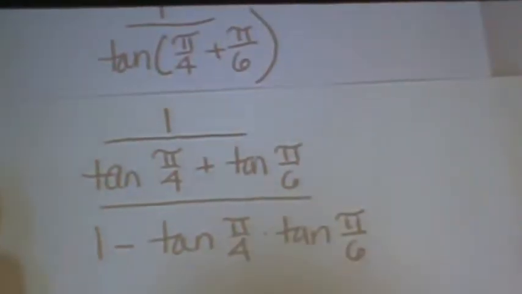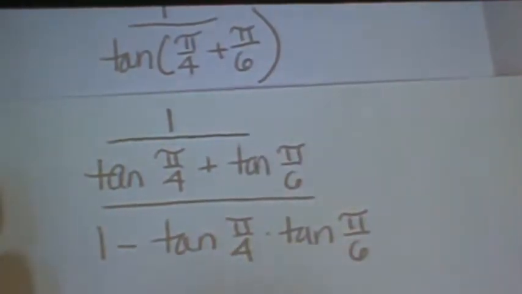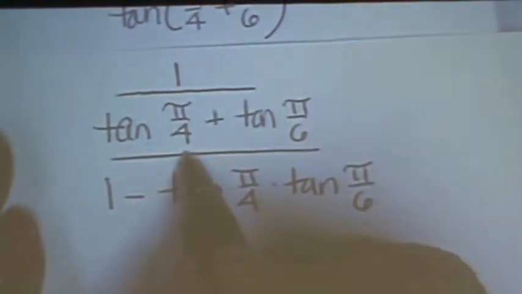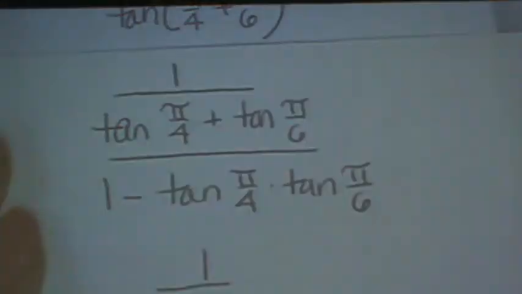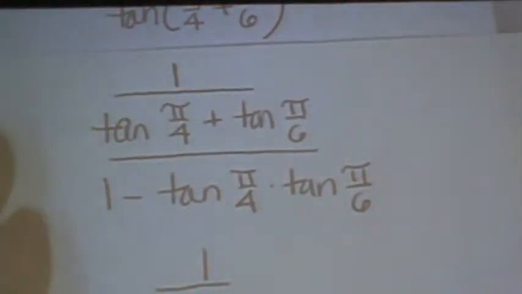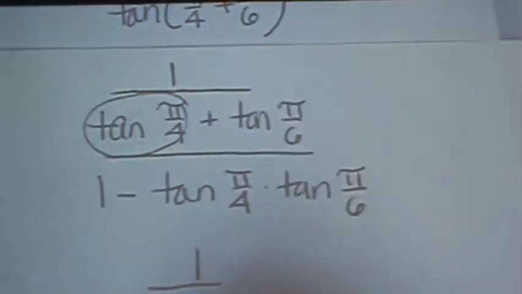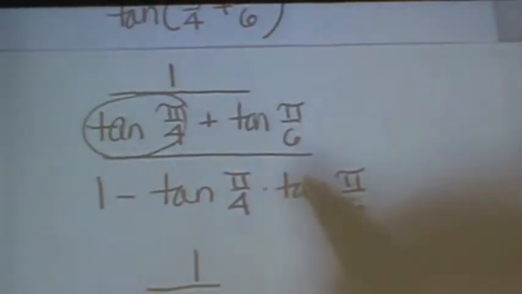Okay, so it's 1 over, and then in the denominator we have the tangent of pi over 4 is 1. So where am I getting these numbers from? Pi over 4 is a 45-degree angle. So tangent is opposite over adjacent. So that's where the 1 comes from. So this is equal to 1 plus tangent of pi over 6. So here's pi over 6. That'd be 1 over root 3. Or you could say root 3 over 3.